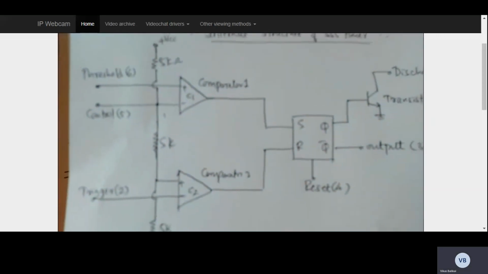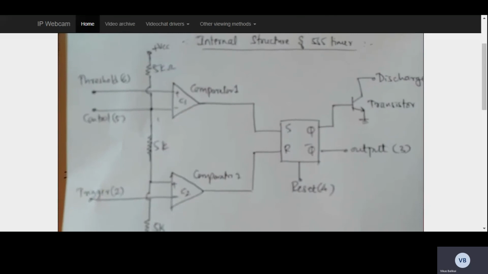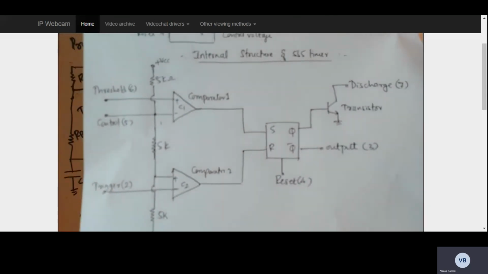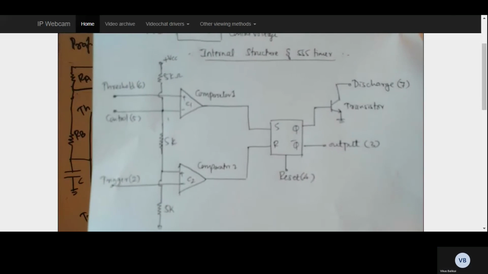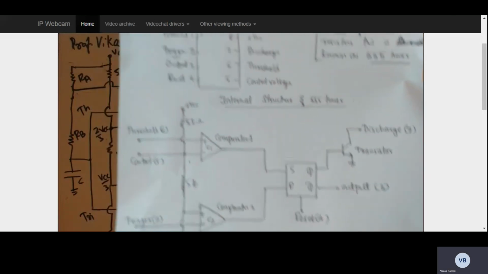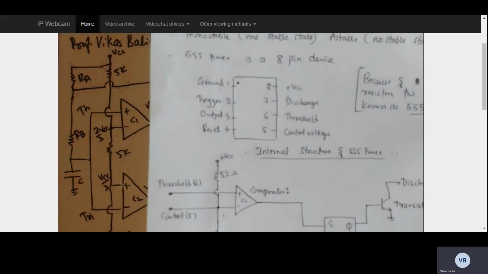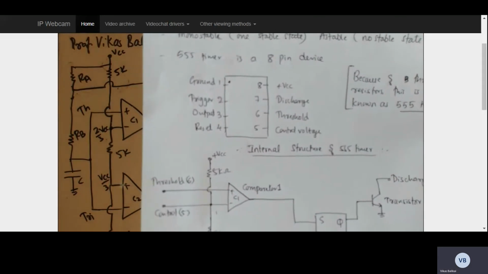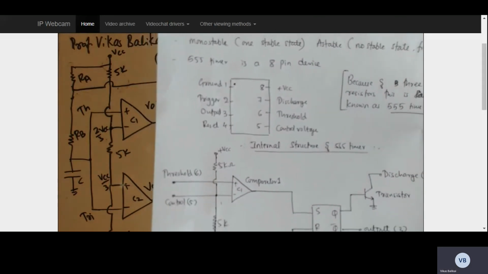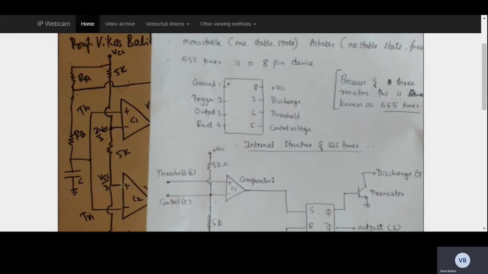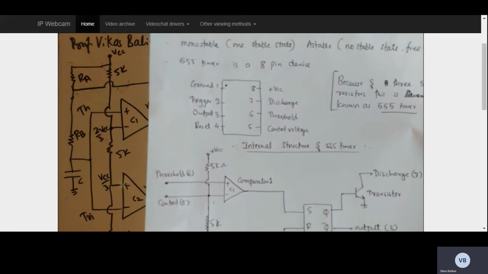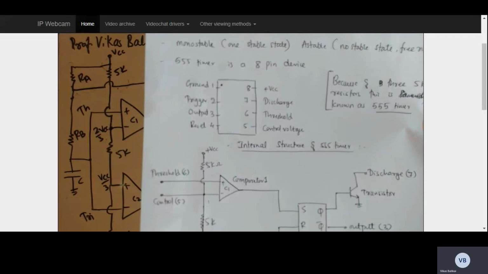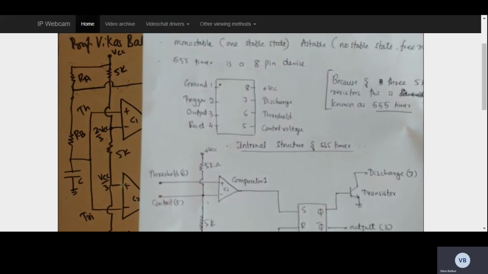As you can see, I have drawn the internal structure of the 555 timer, and you can see there are two comparators. This is the pin diagram you can see on top. It is an 8 pin IC. Pin number 1 is ground, pin number 2 is trigger, pin number 3 is the output terminal, pin number 4 is the reset button for this entire IC, pin number 5 is the control voltage, pin number 6 is threshold, pin number 7 is discharge, pin number 8 is VCC.